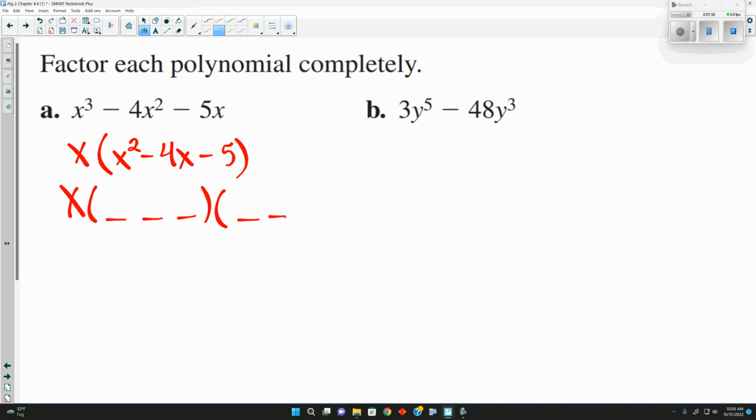We already pulled out the greatest common factor, so we can set it up as two sets of parentheses with three spaces. And we look at the sign of the third term. The sign of the third term is negative, so our signs are opposite. One's positive, one's negative. Now we look at the factors of the first term, x squared, which would be x and x. We also need to look at the factors of 5, which are 1 and 5. Which one would we want to be positive and which one's negative?